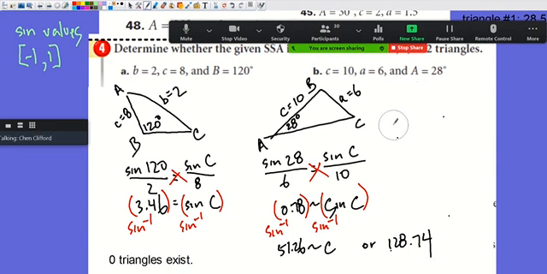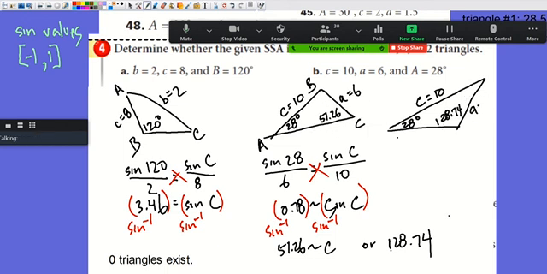In that case, you just draw it. A 128.74 angle would look like this. So this is 28. Everything else stays the same. C equals 10, this is 128.74, and this is 51.26. A is 6. A, B, C. So the givens are going to be in yellow.